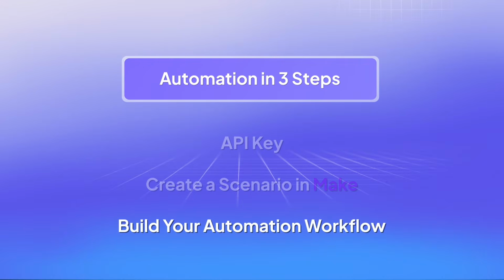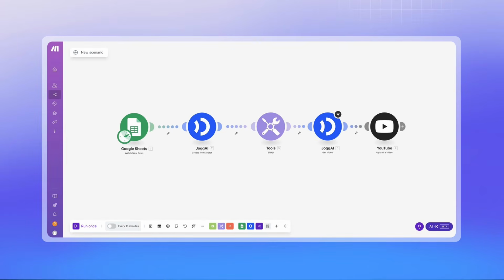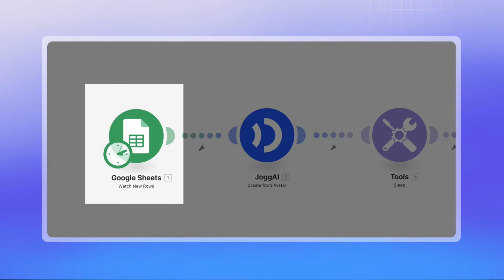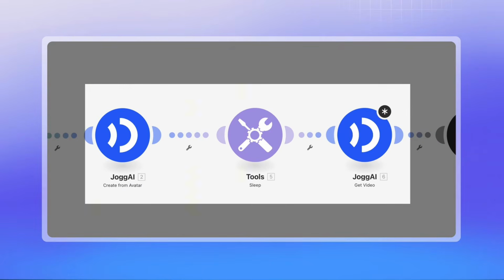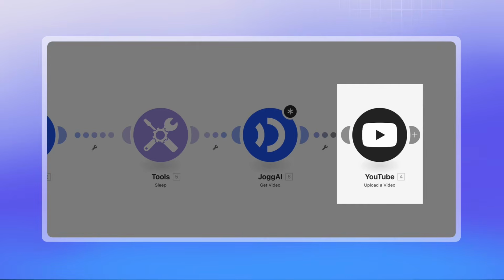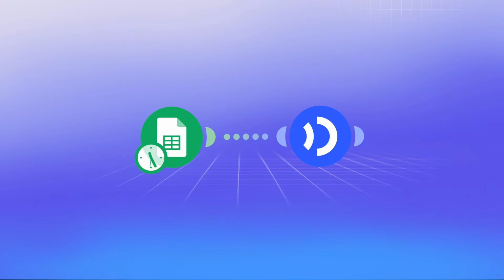Step 3. Build your automation workflow. This is the heart of the setup, building your custom video workflow. In Make.com, think of each step like a building block. On the left, you have your trigger, for example, a new row in Google Sheets. In the middle is your JoggAI video creation module. And on the right, your result actions, like send an email or upload to YouTube. In this video, I'll use the simplest trigger, Google Sheets, to show you how to build your first automated AI avatar video workflow from scratch.